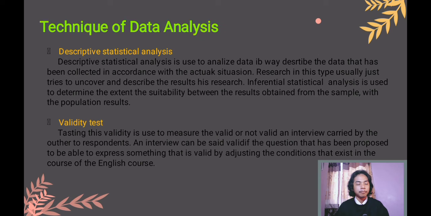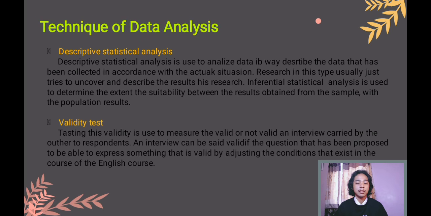Well, the next is technique of data analysis. The first one is descriptive statistical analysis. In this research, descriptive statistical analysis is used to analyze data. We describe the data that has been collected in accordance with the actual situation. Research of this type usually just tries to uncover and describe the results of the research.